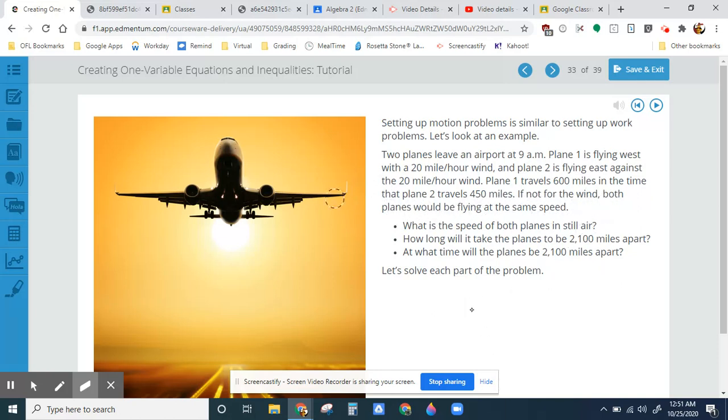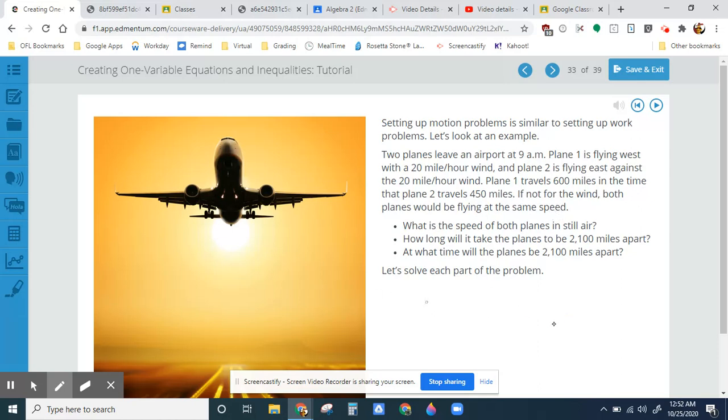So, in other words, we have to think about this. The first plane is traveling an unknown amount. So we don't know. We have to ask ourselves, what is the speed of the air? So, what is the speed of the planes in still air? So, how much would it be if they weren't fighting against that air or getting that boost of air, tailwind versus a headwind.